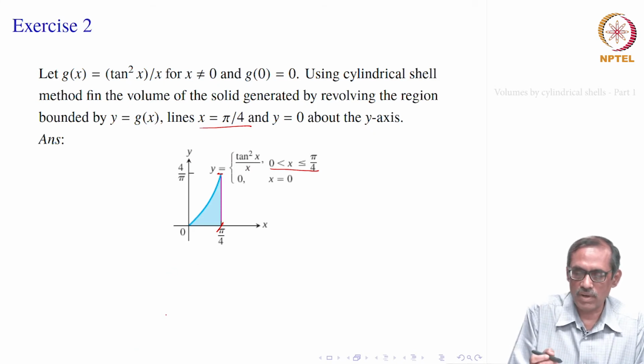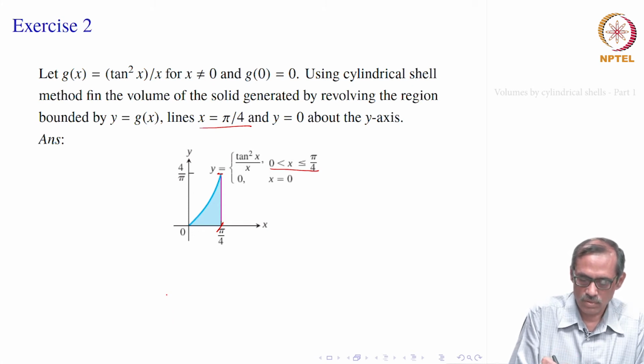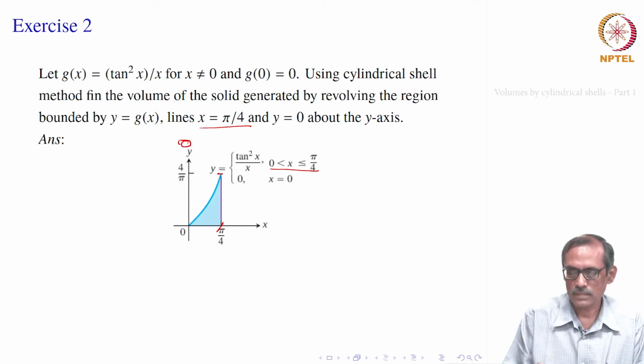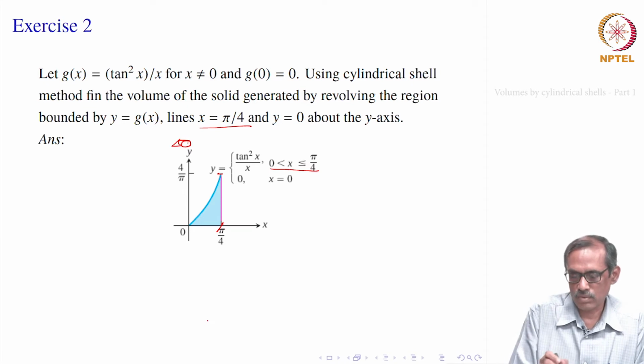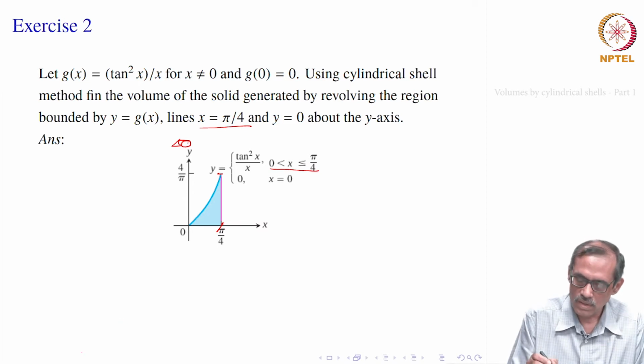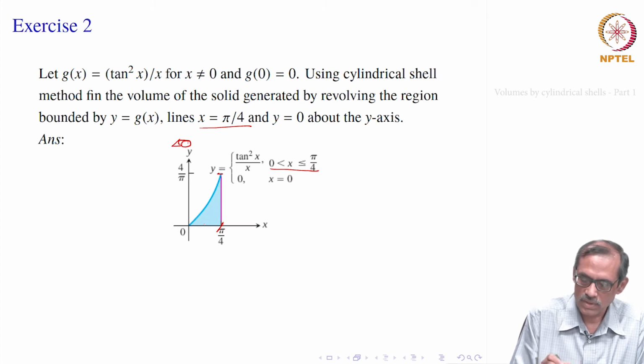Now, this region is revolved about the y axis. So, it is revolved here about the y axis, right. That means you can also use the disk method here to get the volume of the solid so generated, but let us use this. Now, if you take the radius of revolution at any point, say x, the radius of revolution is this one, it is 0 to x, and what is the height? Height will be this, which is up to tan square x by x.